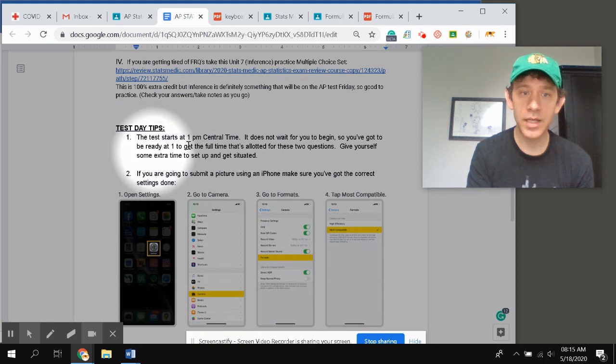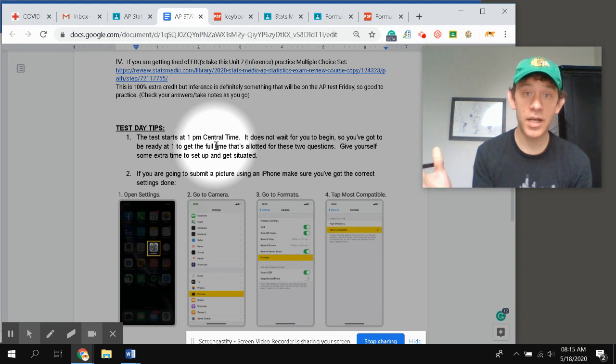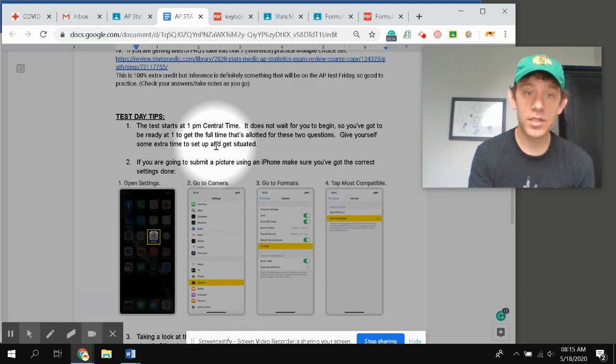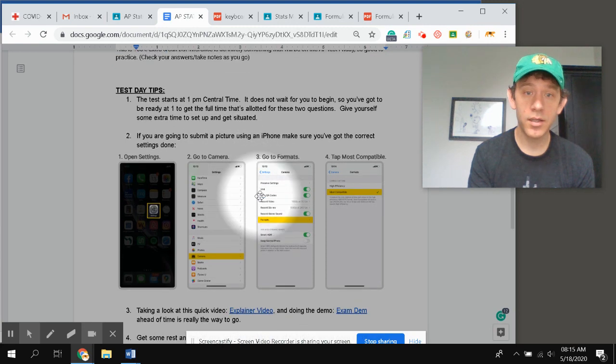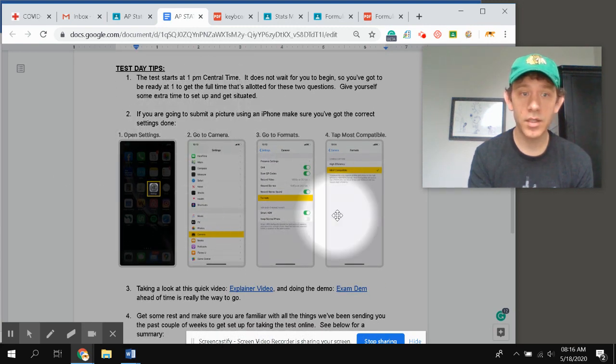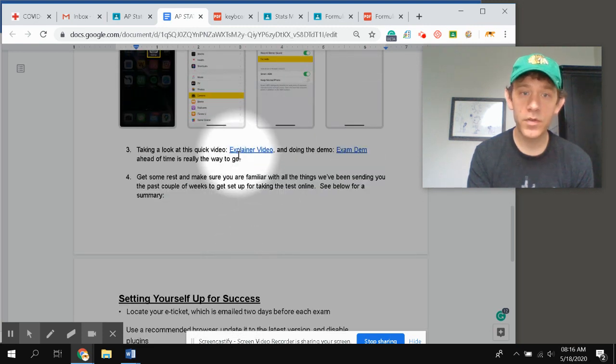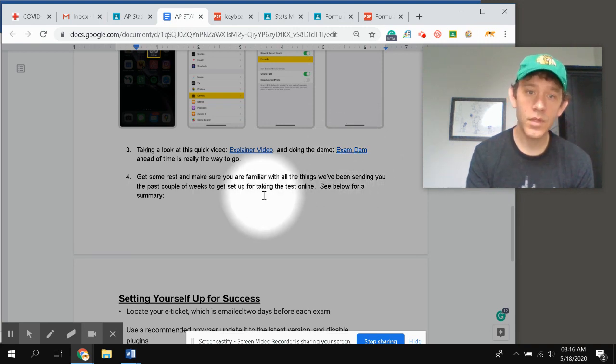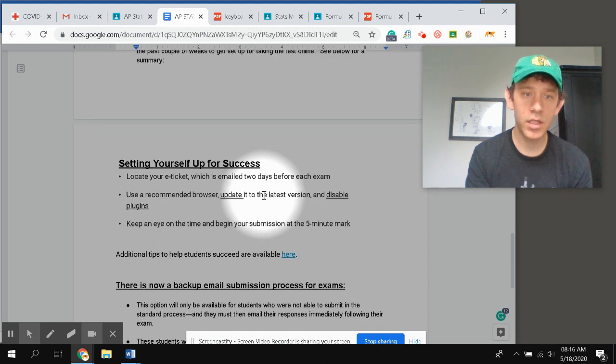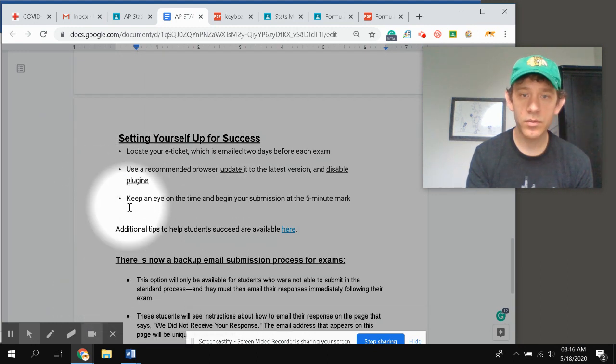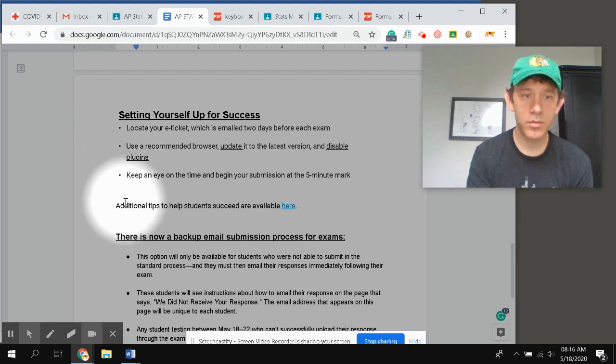So the time is 1 p.m. Central Time. Your emails give it to you in Eastern Standard Time, so that's an hour ahead. So it's not 2 o'clock, it's 1 o'clock here. If you're using your iPhone, here are the settings that you have to make for your phone. Very important. These videos are still great, quick videos to explain how the thing goes. And once you get your test ID, do the exam demo. It's a great chance to get yourself situated. Here are just the bullet points of what you need, to make sure that you're all set.